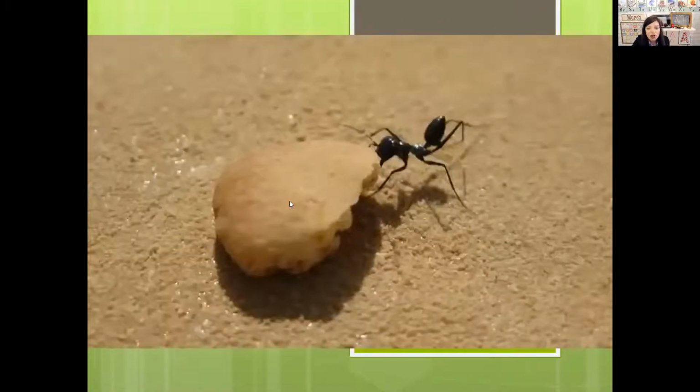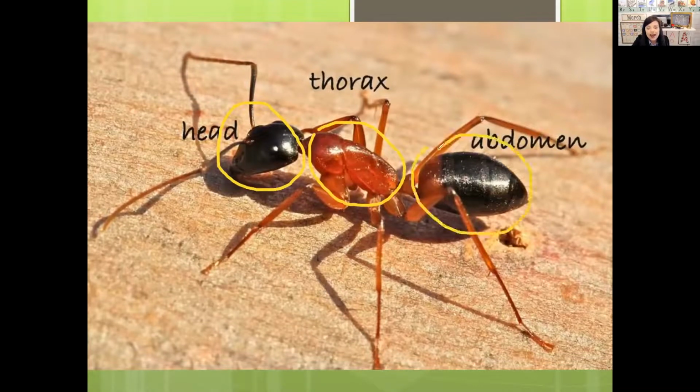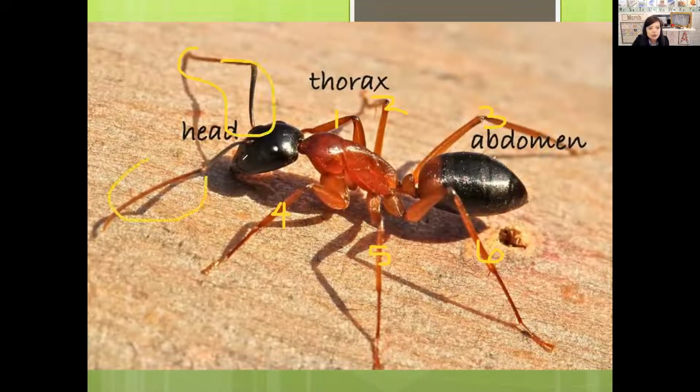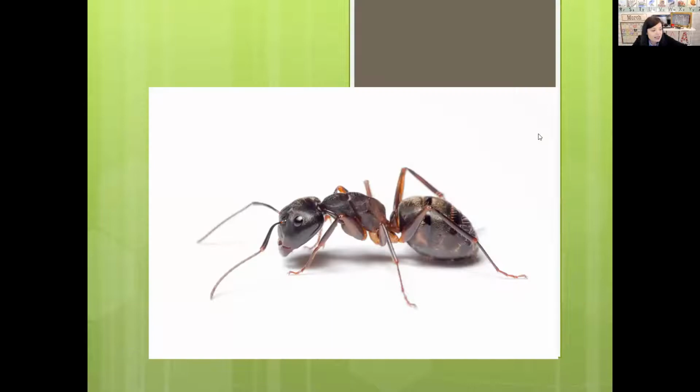Ants are really, really strong. They can lift things that are even bigger and heavier than themselves. This ant is lifting a piece of a cookie. Ants have 3 body parts: head, thorax, and abdomen. Ants also have 6 legs: 1, 2, 3, 4, 5, 6, and 2 antennae. Some ants can have wings. Did you know that? It's true. Some ants have wings, but most ants do not have wings. This is a worker ant.